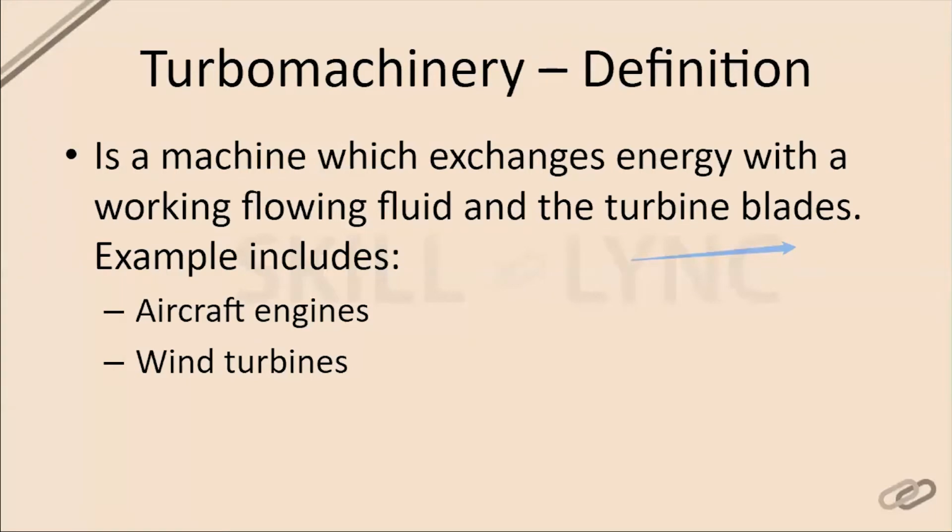So let me say a few more words about the definition of turbomachinery. Basically, turbomachinery is a machine which exchanges energy: you either give energy to or take energy from the flowing fluid, using moving blades which are attached to a rotor. The kinetic energy present in the working fluid is extracted and converted into mechanical energy. Simply speaking, it is a machine which exchanges energy with a working fluid. The fluid could be a gas or liquid.